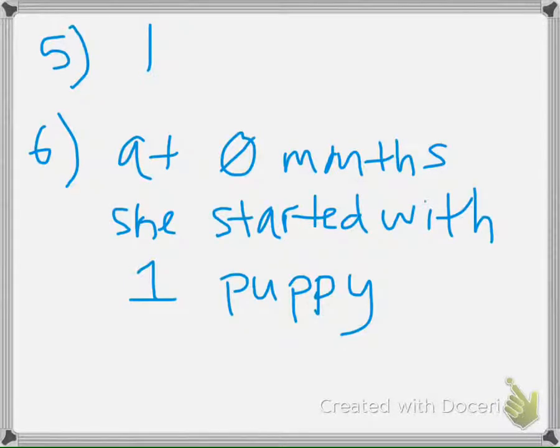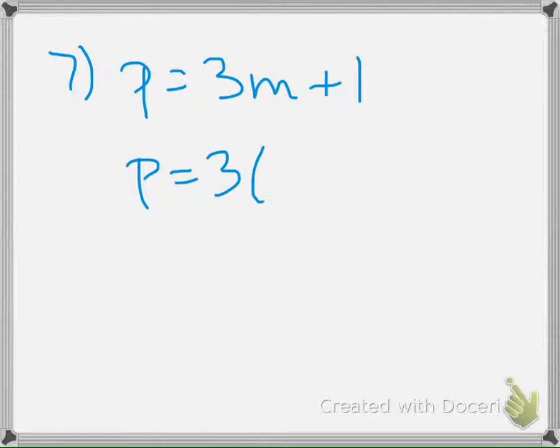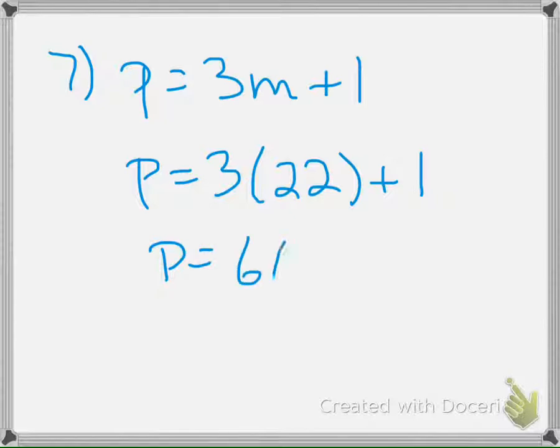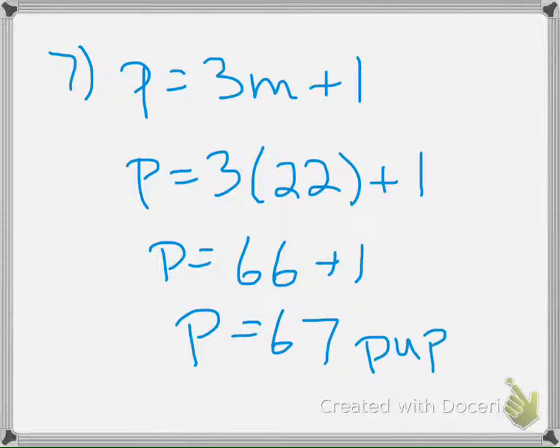Okay, number 7, using our equation. So I always like to write my equation down first before I answer these questions. So it says how many puppies Miss Damon will have after 22 months. So it's giving me 22 months. M is the month spot. So I'm going to do P equals 3, put 22 in the M spot, plus 1. 3 times 22 is 66, plus 1, P equals 67 puppies. So after 22 months, she would have 67 puppies. That's a lot.